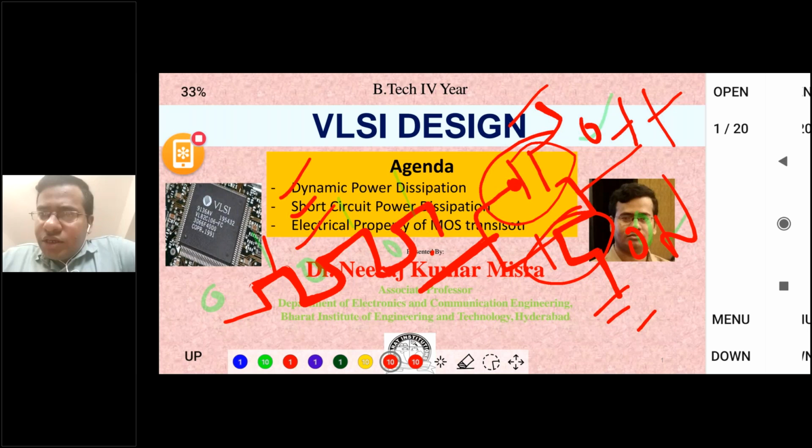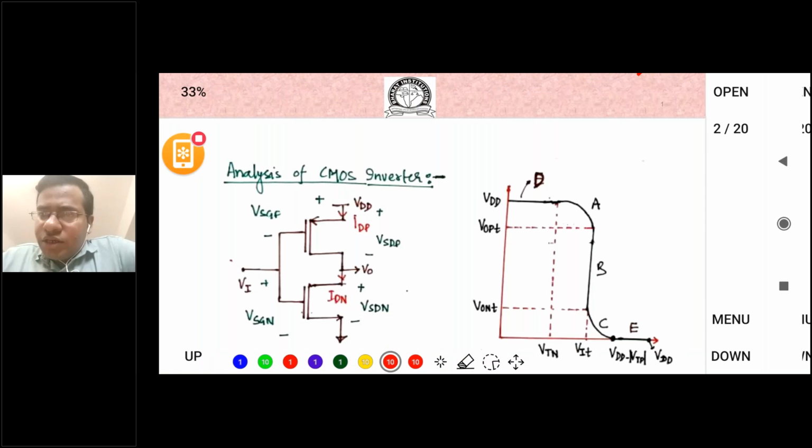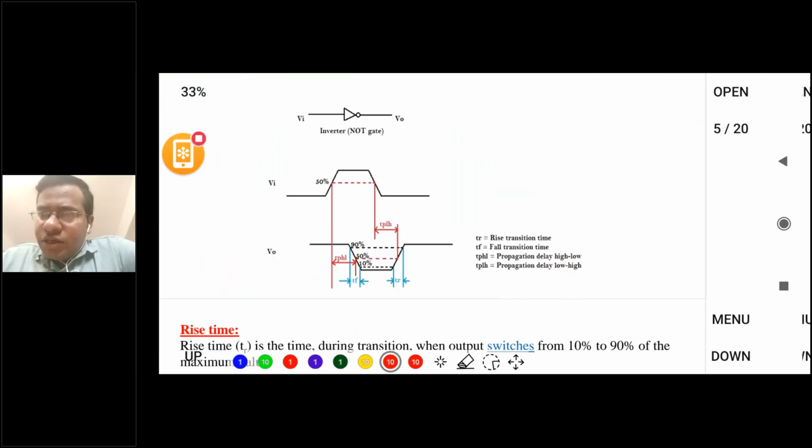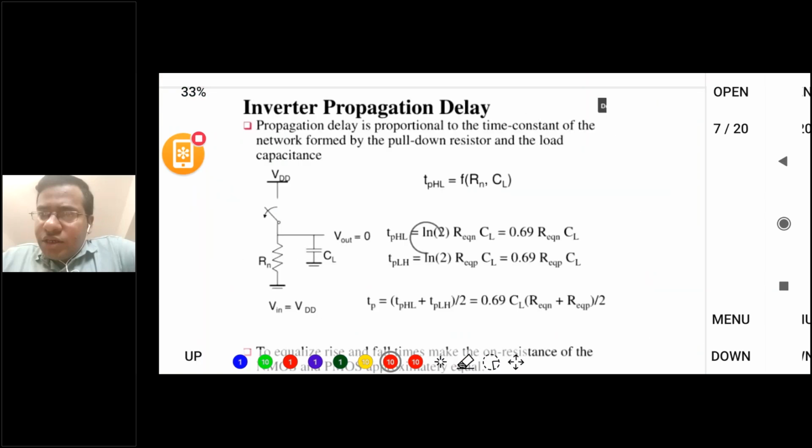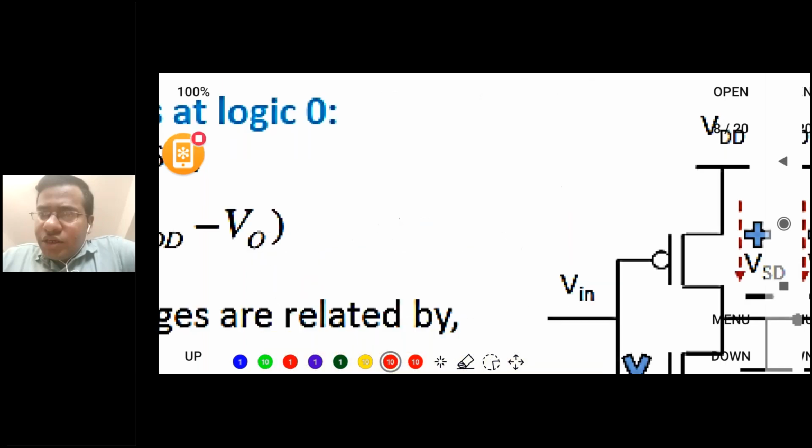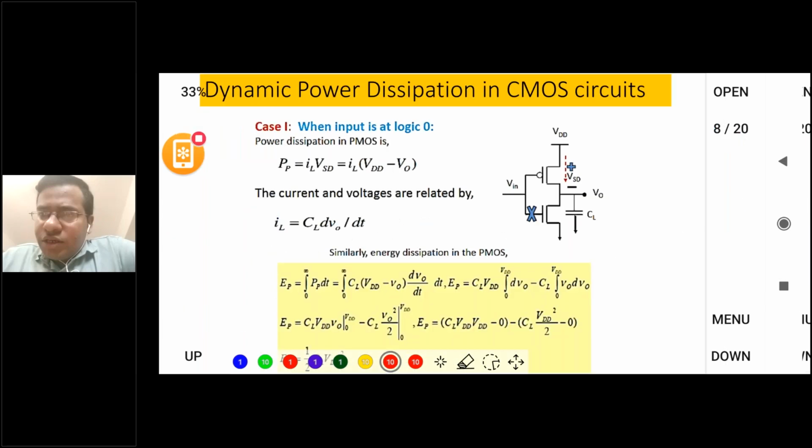Here you just understand the dynamic power dissipation is the switching. If your input condition is changed, then the circuit dissipates some power. That power is known as dynamic power dissipation. So suppose I put input logic 0 and another time I put input logic 1. If the input logic is 0, my dynamic power dissipation is P1.